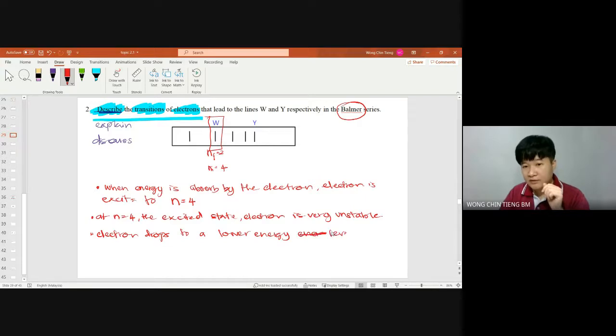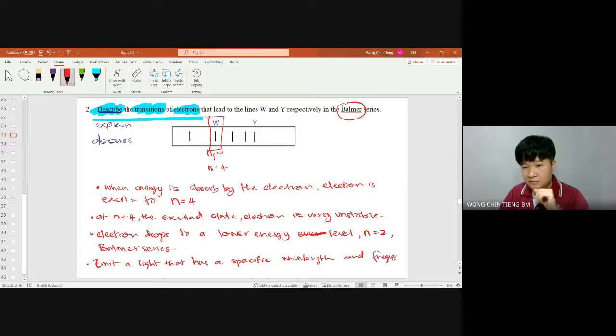Lower energy level, n equals 2, comma, Balmer series. Why n equals 2? Because it is the Balmer series. The electron drops, producing or emitting a light that has a specific wavelength and frequency. That forms line W.